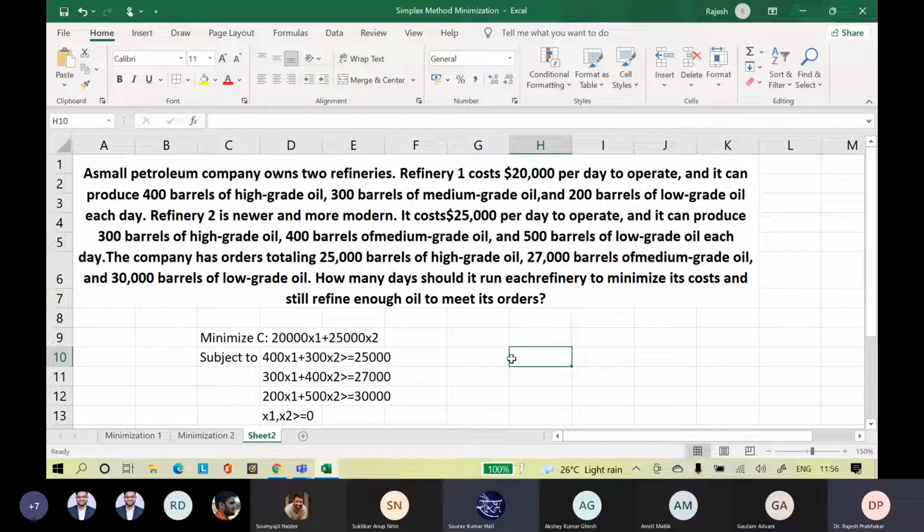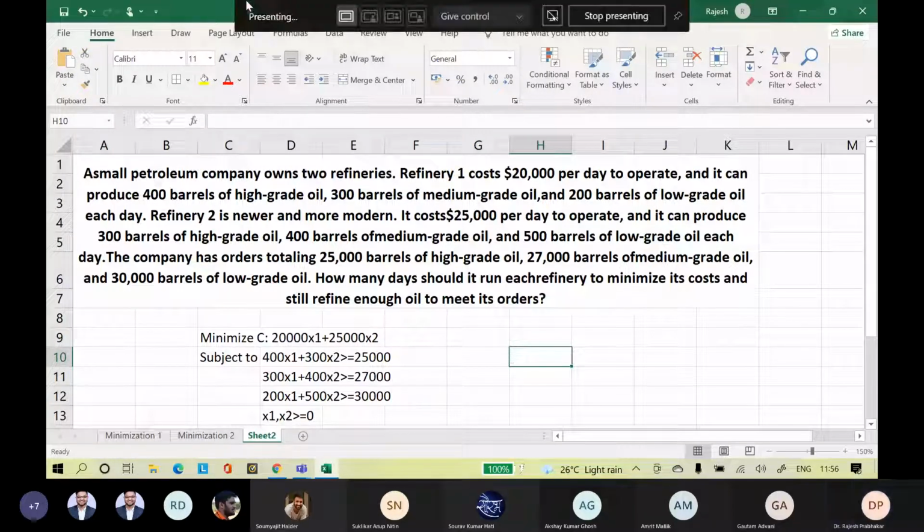Sir, it has told us to minimize the cost, right? Yes, minimize. That's what I wrote. Minimize C, C is cost. So, sir, this subject to constraint should be less than or equal to 20,000, right? The cost. Pardon? The subject to constraint, sir.